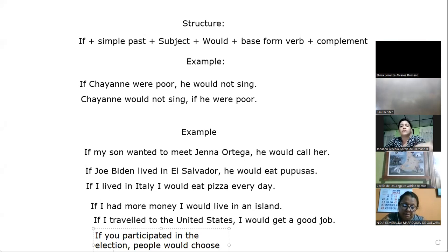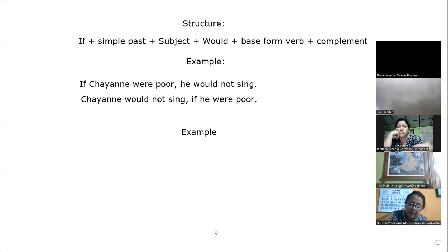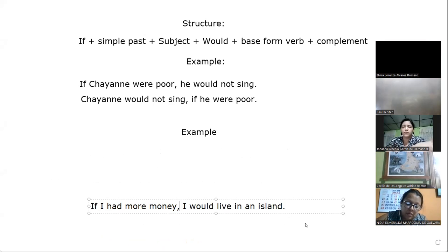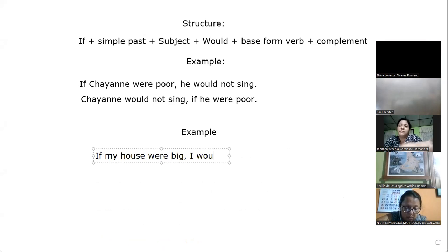Okay, so we have good job here, good job here, good job here. Now, one thing that I'm forgetting here, guys: if you start with the if clause, you need a comma, right? Remember that. Okay, very good. Joanna, go ahead. If my house were big, I would have a pool. Very good. Cecilia.